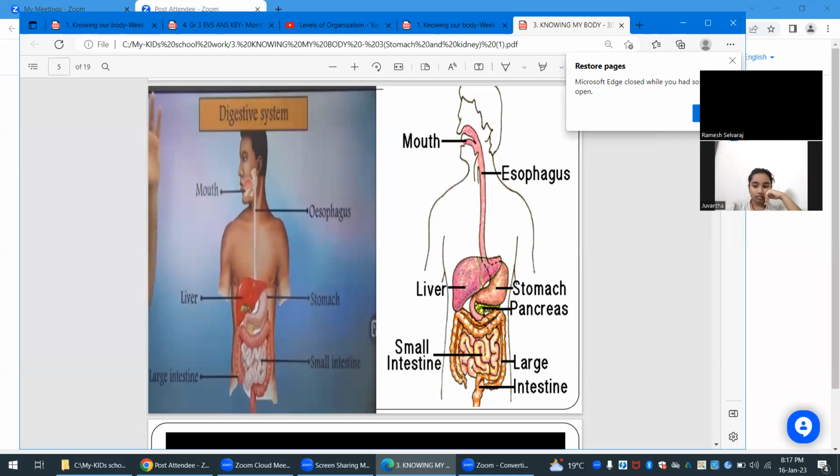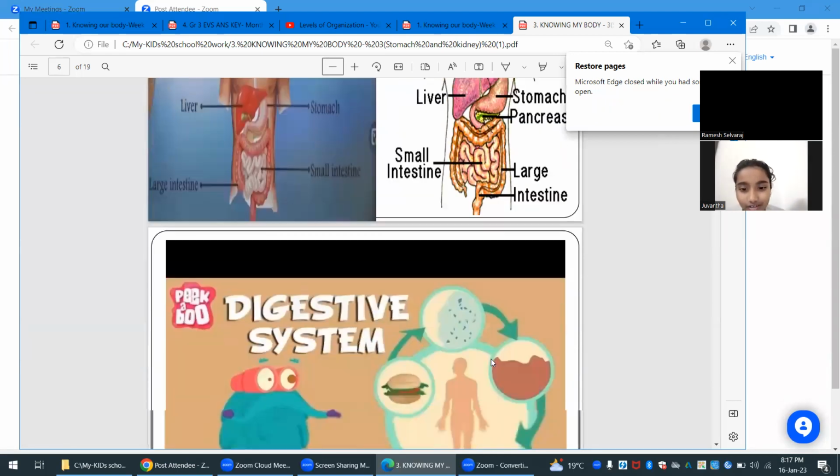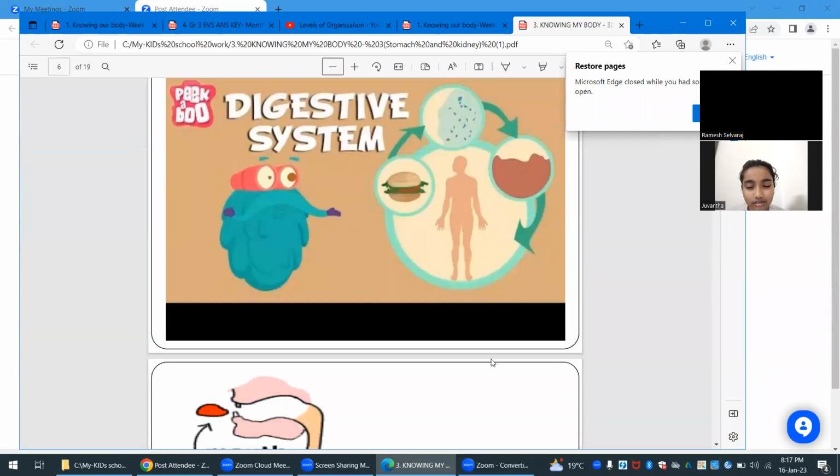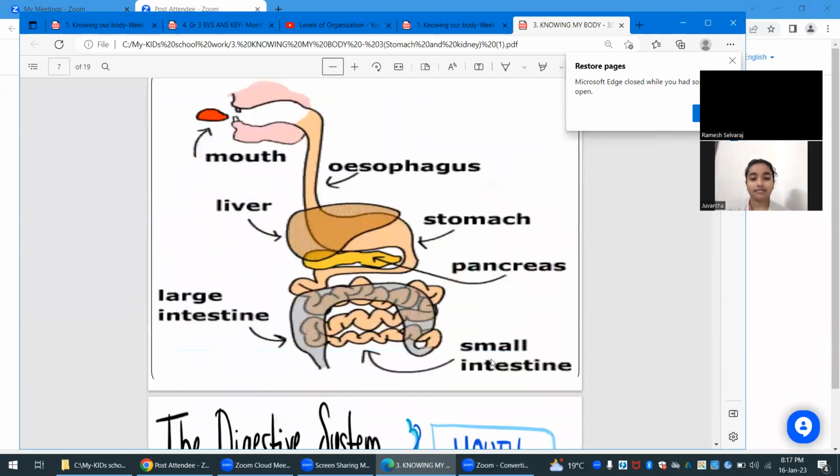Then the small intestine and large intestine are also very important, because that is where the food gets digested. The small intestine is 25 feet long, and the large intestine is only about 20 feet long. Small intestine is the longest. Okay, let's see here.